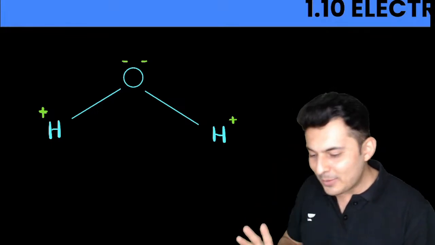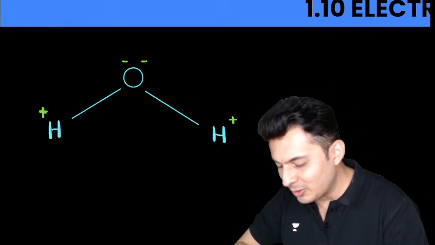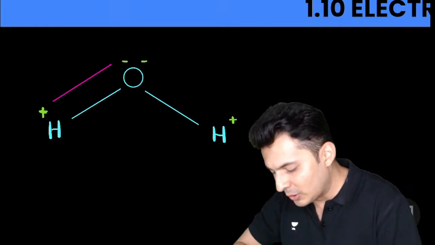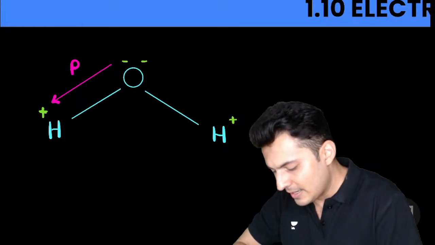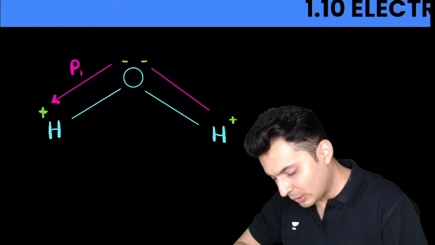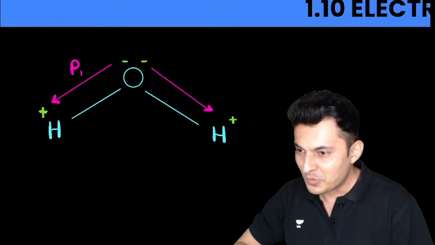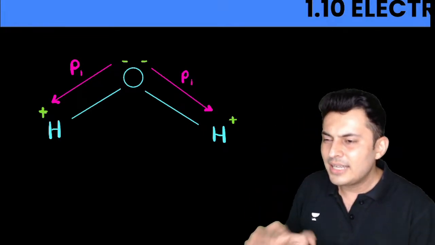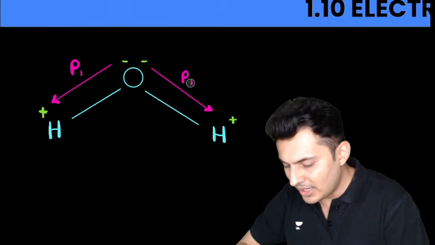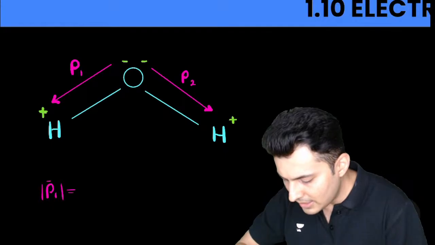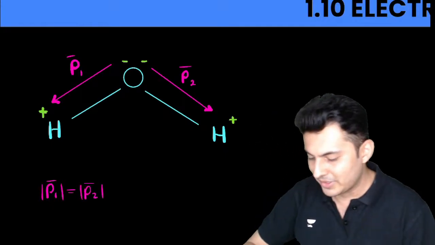Can you see 2 dipoles? Yes, I can see 2 dipoles. What are those 2 dipoles? I can see 1 dipole from here to here, let's say I will call it P1, and another dipole from here to here. Very good, guys. This also magnitude wise will be P1 only. Direction wise, it is different. Or if you want, I will put it as P2. Magnitude wise, P1 is equal to P2. So I can see 2 dipoles.